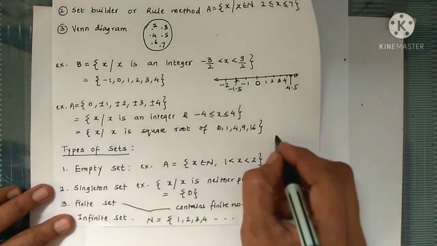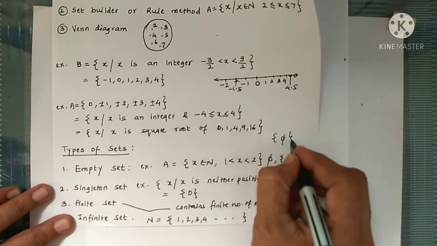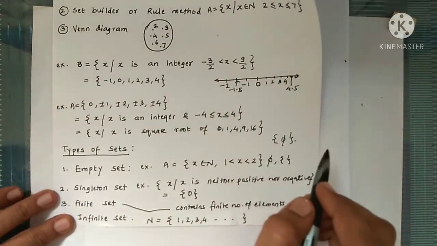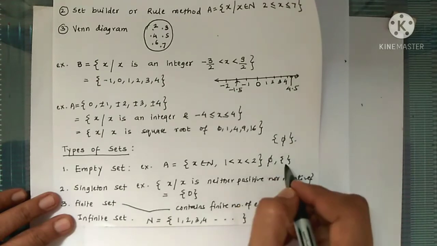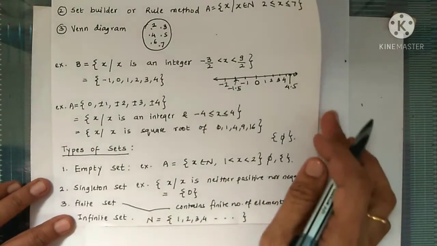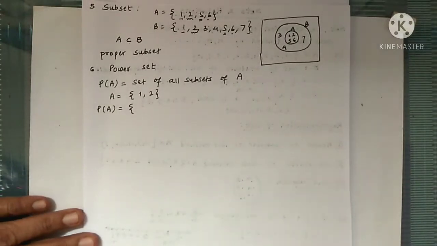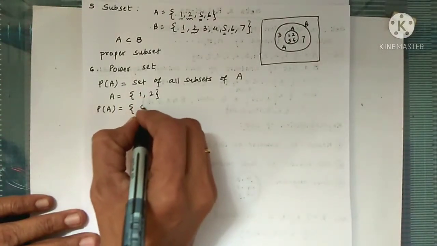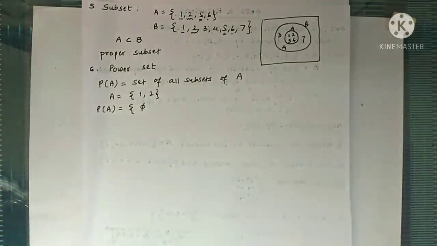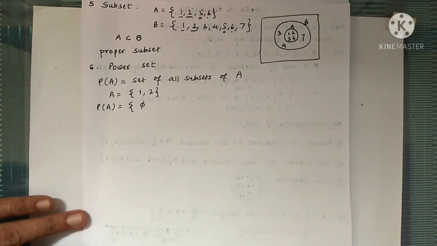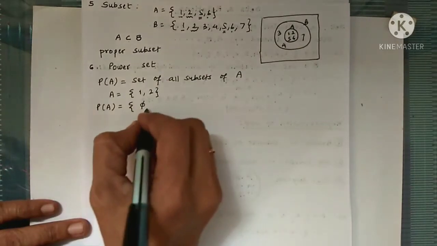But don't write it like this, since this means the set contains ∅. So either write ∅ or only the empty curly brackets. The empty set is always a subset of any set. It does not contain anything, so it is part of A. That's why the empty set is a subset of any set. So ∅ is a subset of A.